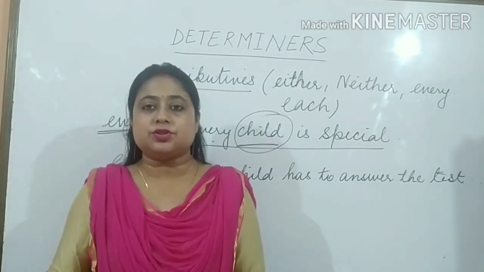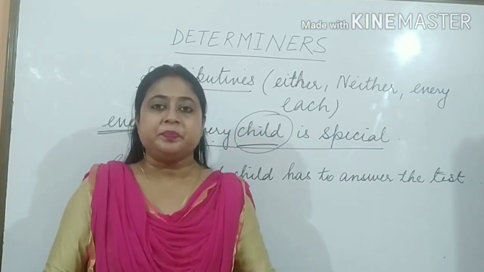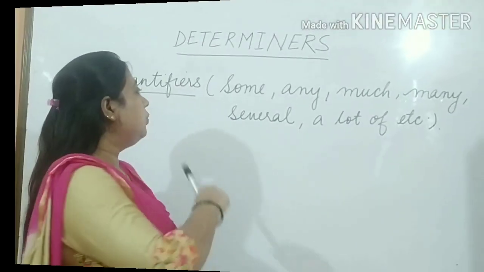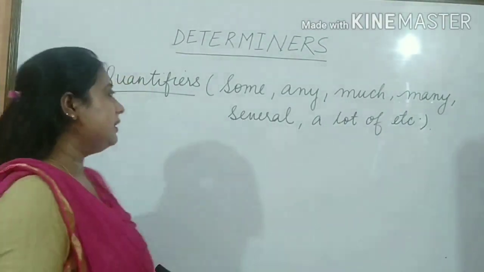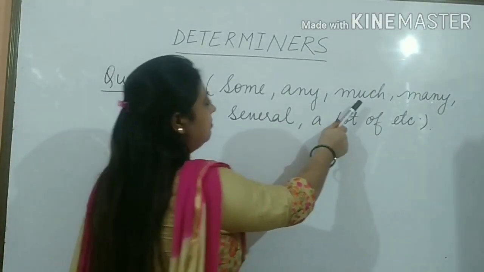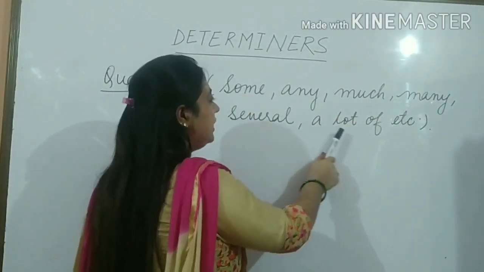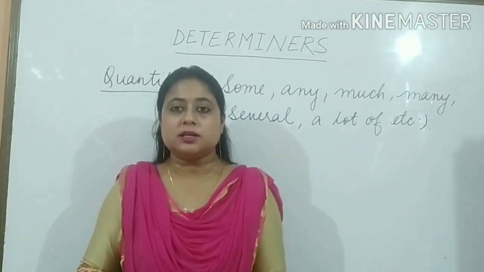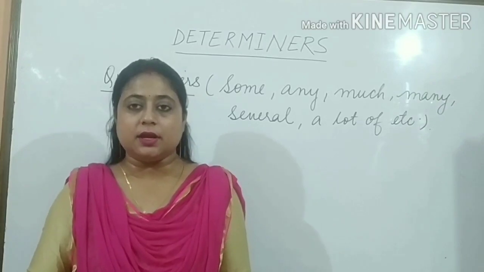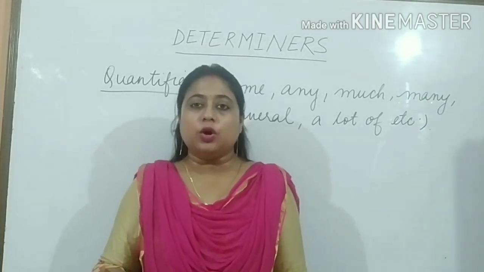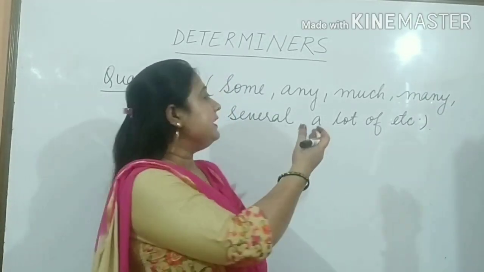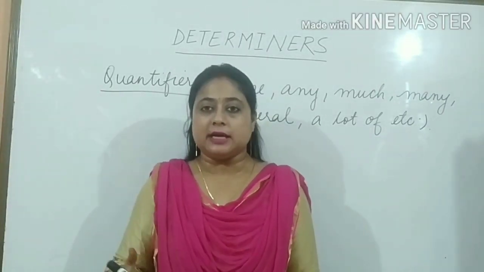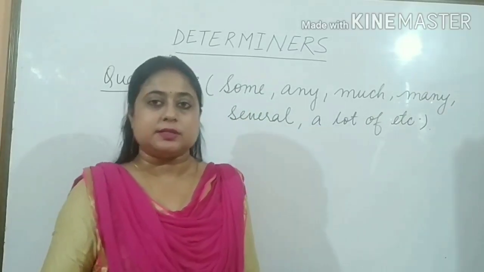Now let's move on to the next type of determiner, that is quantifiers. Now let's see what are quantifiers. The words which come under quantifiers are some, any, much, many, several, a lot of, etc. Quantifiers come from the word quantity, and I hope you all know what we mean by quantity. So these words tell about the quantity. Many, much, some, a lot of, all these words.